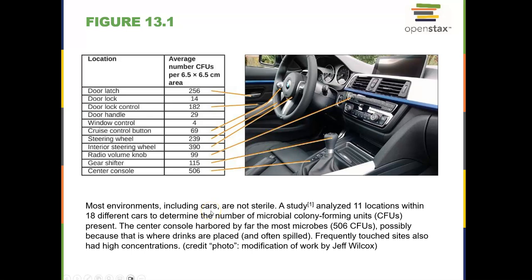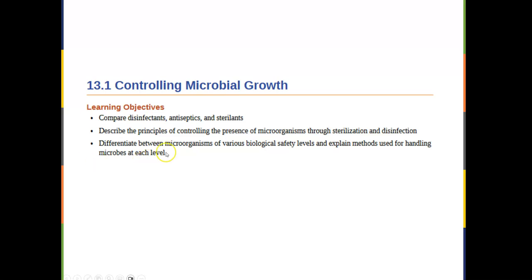And so our goal with this is, how are we going to mitigate that and reduce those numbers in order to keep things clean? So it's going to depend on what your goal is overall, as far as what methods you take. So this chapter is going to go through how to clean surfaces. We'll talk about antibiotics in the next lecture. Okay, so controlling microbial growth, we're going to compare disinfectants, antiseptics, and sterilants, and then talk about the principles for controlling microbes through sterilization and disinfection, and then differentiate between the different biosafety levels.